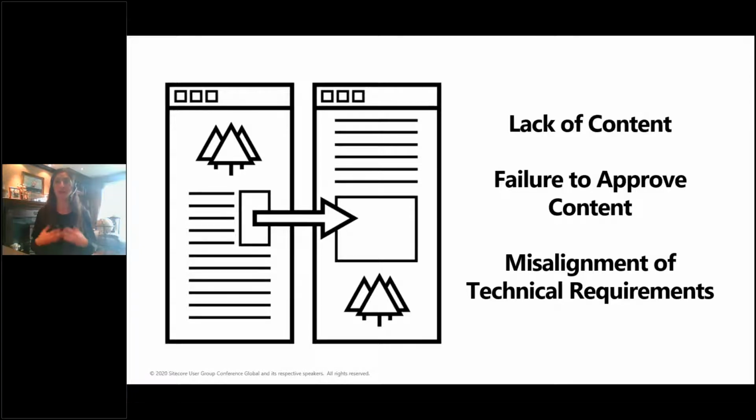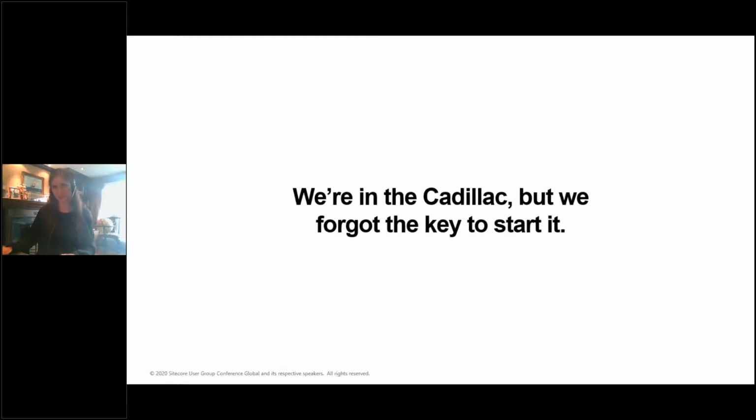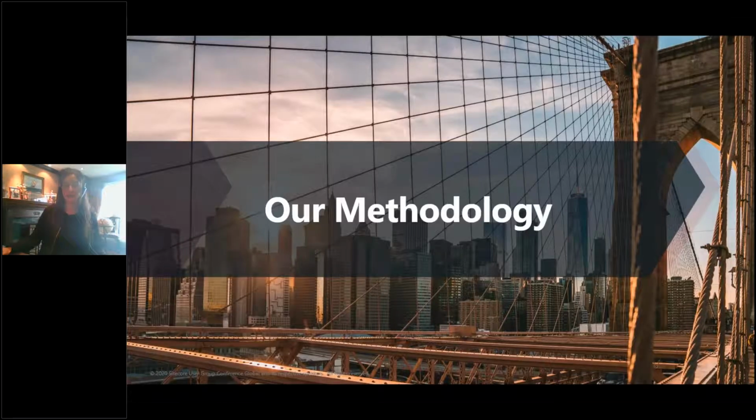All of these solutions and all of these challenges lead us to a scenario where we're in the Cadillac, but we forgot the key to start it. And that's really what content is. Content is the key to taking your personalization to the next level, allowing it to take flight, really. Which really leads us to our methodology, where we like to make sure that we align content and personalization together. And the underlying platforms for that is using Content Hub and Sitecore XP hand in hand.